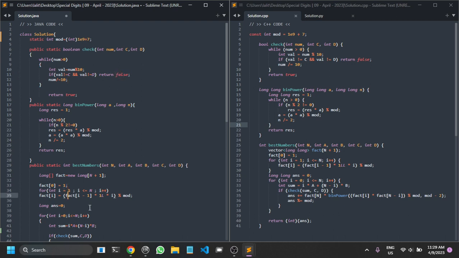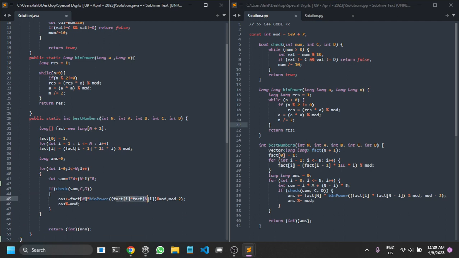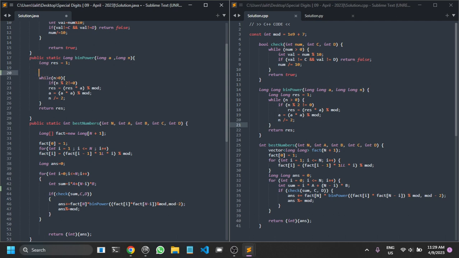Now calculating this thing is important. In order to calculate it, I am calculating the modulo inverse. I have written it as binary power because it is using the binary exponentiation method. So here I am calculating a, this is my a value, raised to the power mod minus 2. This is how we calculate power using binary exponentiation. This is the most efficient way to calculate the power, right? It gives me the power in just O of log n time.